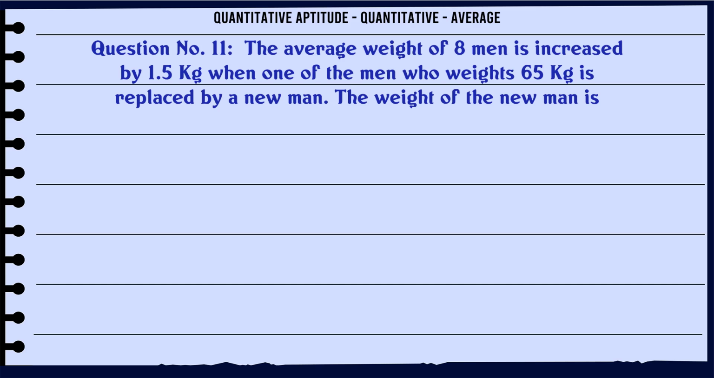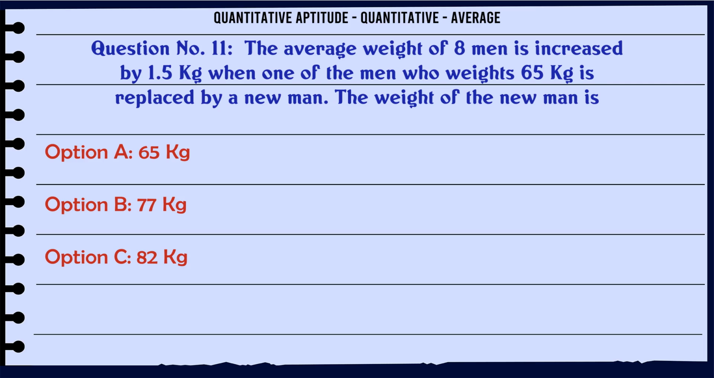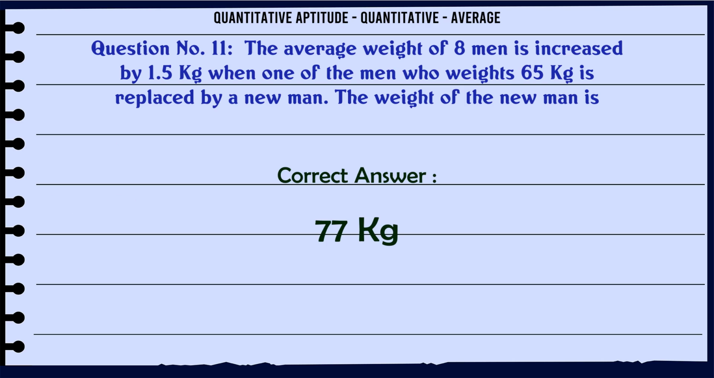The average weight of 8 men is increased by 1.5 kg when one of the men who weighs 65 kg is replaced by a new man. The weight of the new man is A 65 kg. B 77 kg. C 82 kg. D 90 kg. The correct answer is 77 kg.